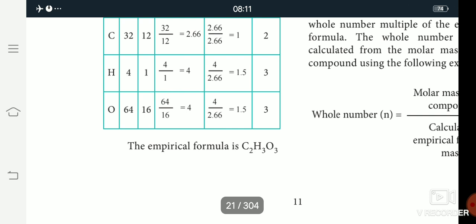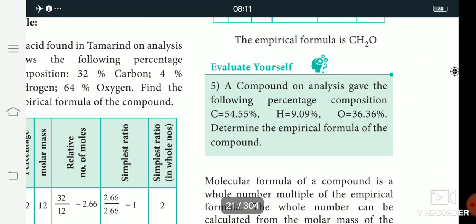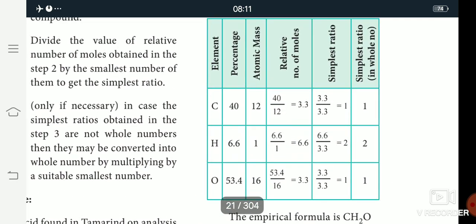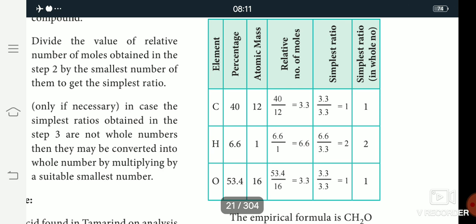Okay, children. The next example is acetic acid. The percentages given are carbon 40 percent, hydrogen 6.6 percent and oxygen 53.4 percent. First you find the atomic mass. Carbon atomic mass is 12, hydrogen atomic mass is 1, oxygen atomic mass is 16.